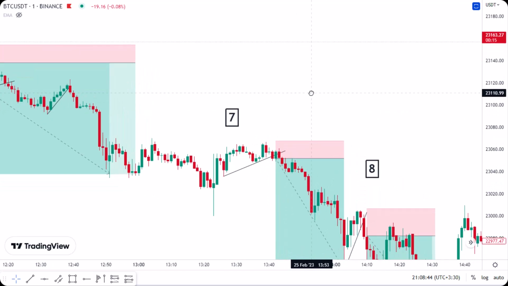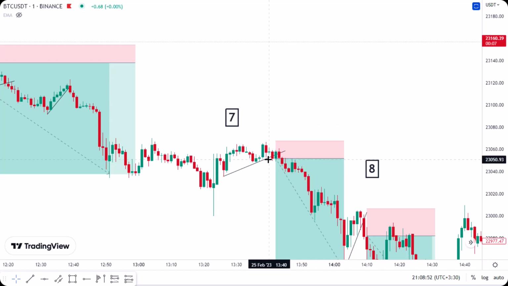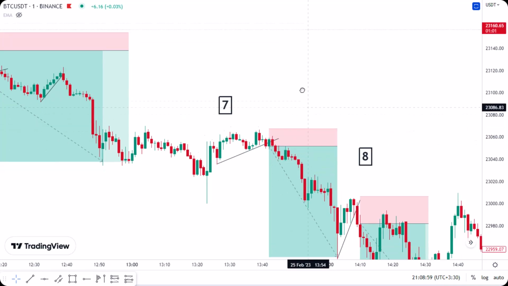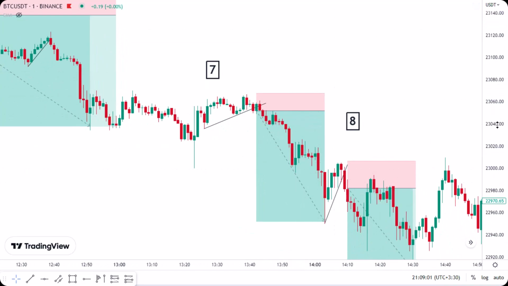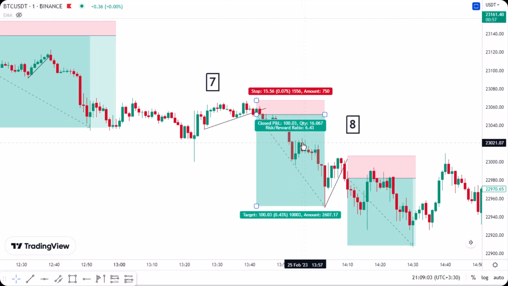Moving to the next one, we have this trend line here with 1 touch, 2 touches, 3 touches. On the fourth time it breaks it with this red candle. We enter the sell position here, put our stop loss above that, or here, or even safer here, and look for RR2, which gives us something around 6.5.